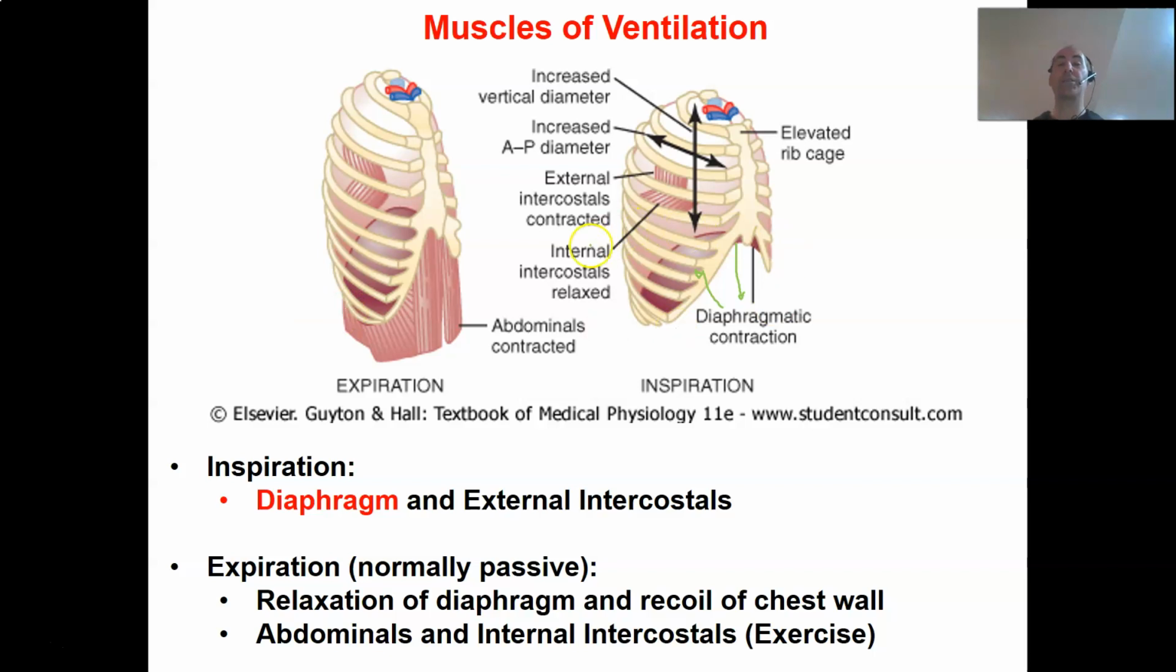the chest, as you can see here. So you've got this chest here under inspiration, right? And what happens is as the dome comes down, the chest expands and the external intercostals expand the ribs' distance from one another, right? And so everything gets bigger.